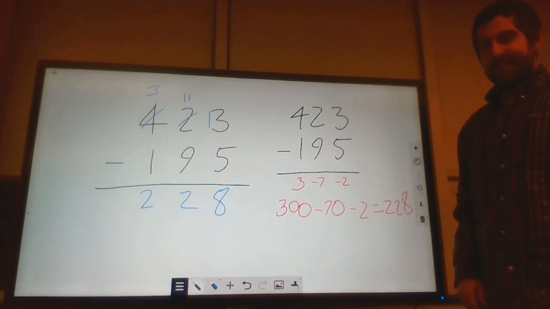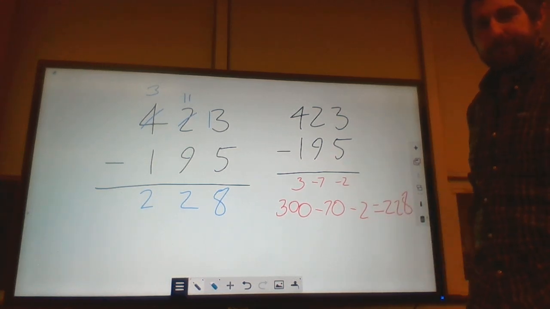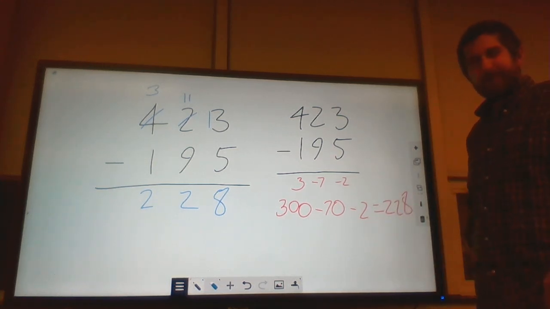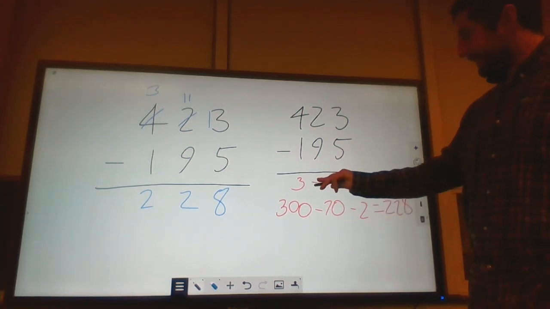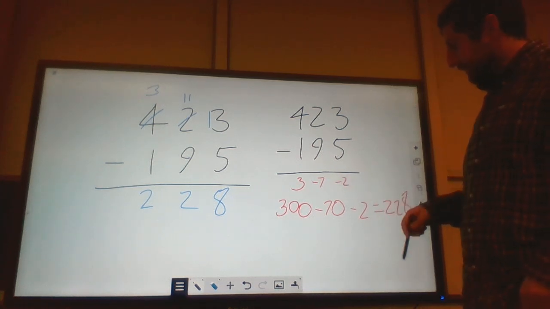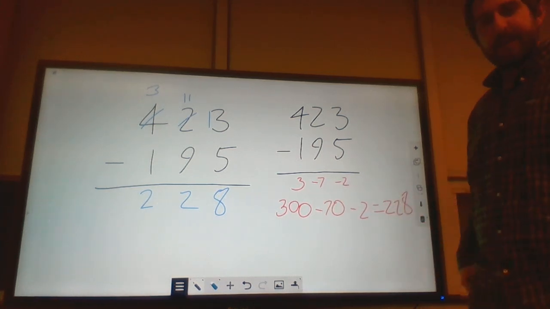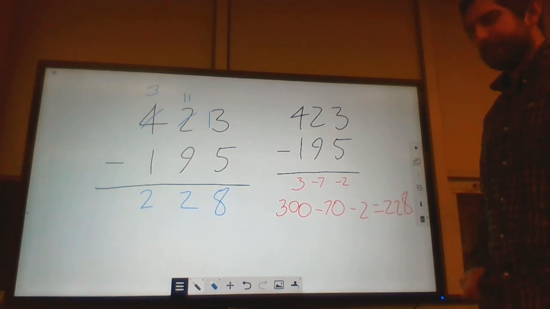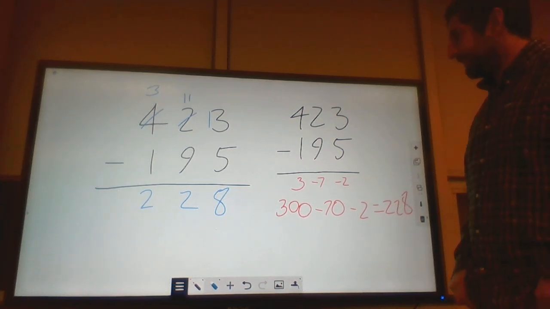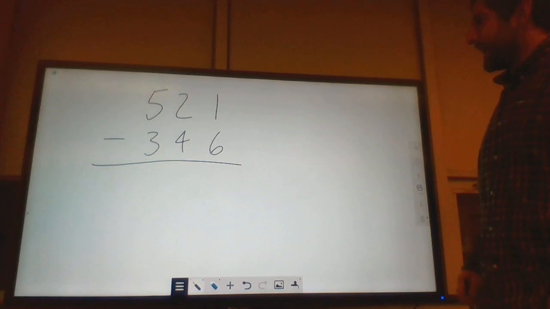I got it. And I thought to myself, that wasn't actually that hard. That wasn't that hard to do in my head. 300 minus 70 is 230. 230 minus 2 is 228. I don't even need to write out this expanded form. I could just read that. And so, I tried it again.